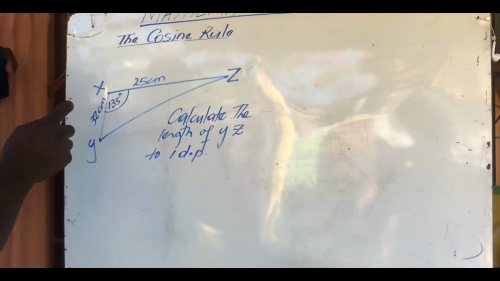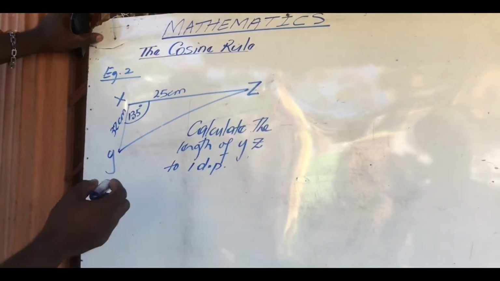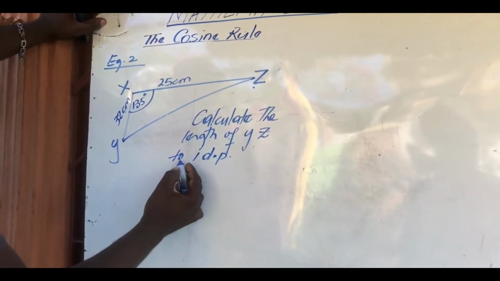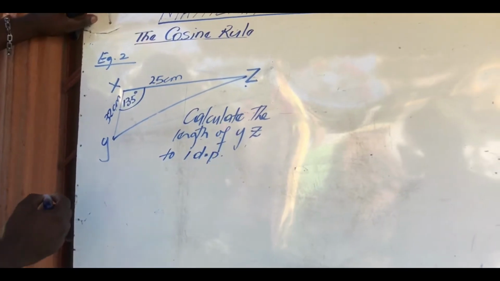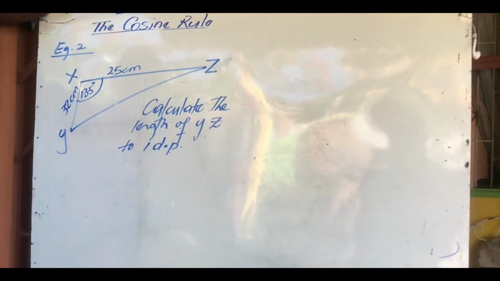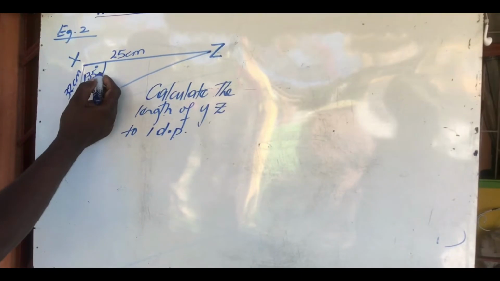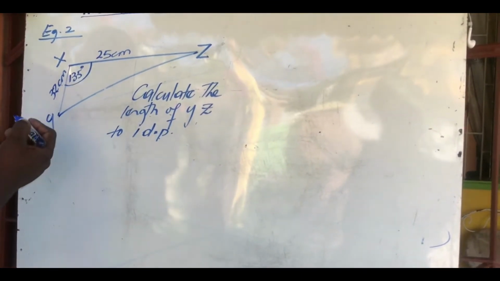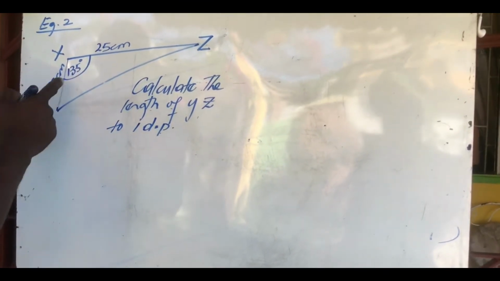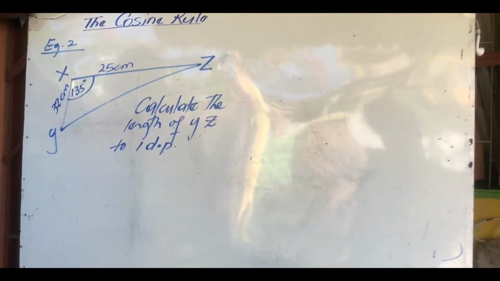Okay, now let us call this example 2. Here, the question is calculate the length of YZ, correct to one decimal place. Now as you see this triangle, you realize that it is not a right angle triangle. You get two sides and the angle between. So in order for you to calculate YZ, which is the third side, you are going to use the cosine rule. So clearly, the cosine rule will have to be used here.